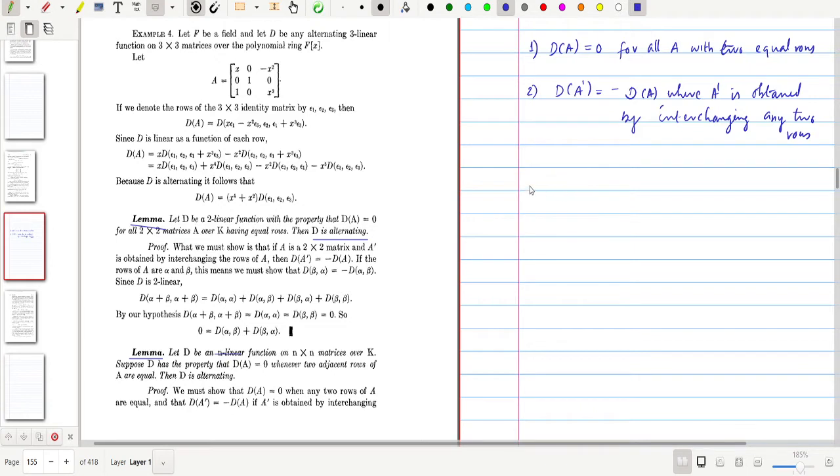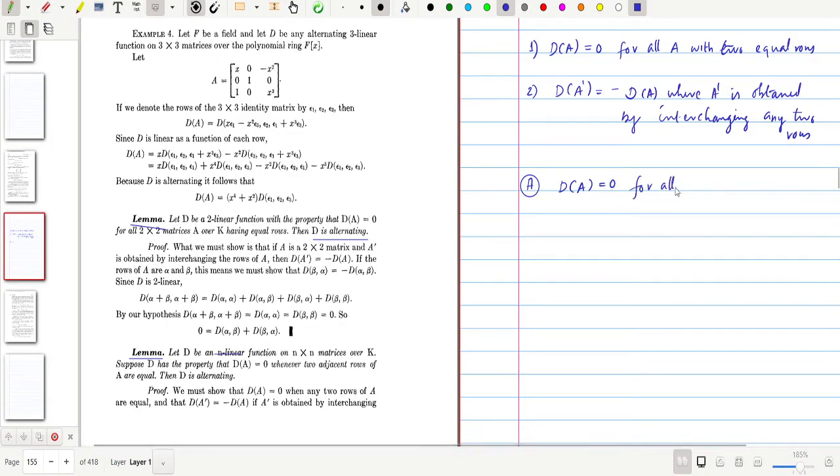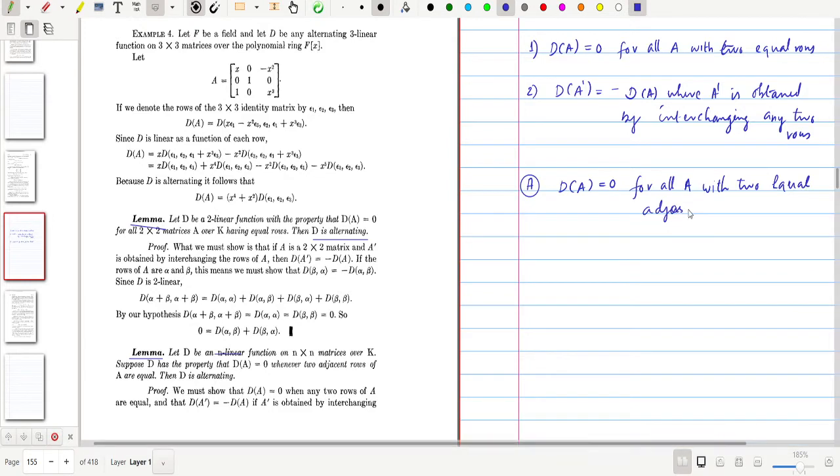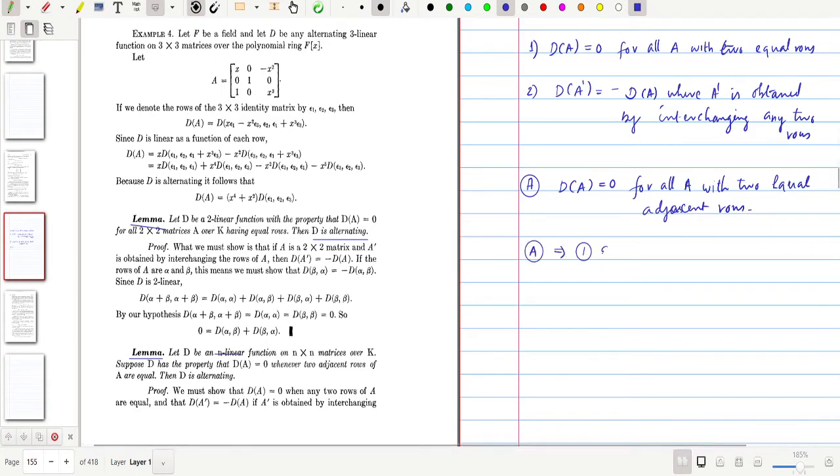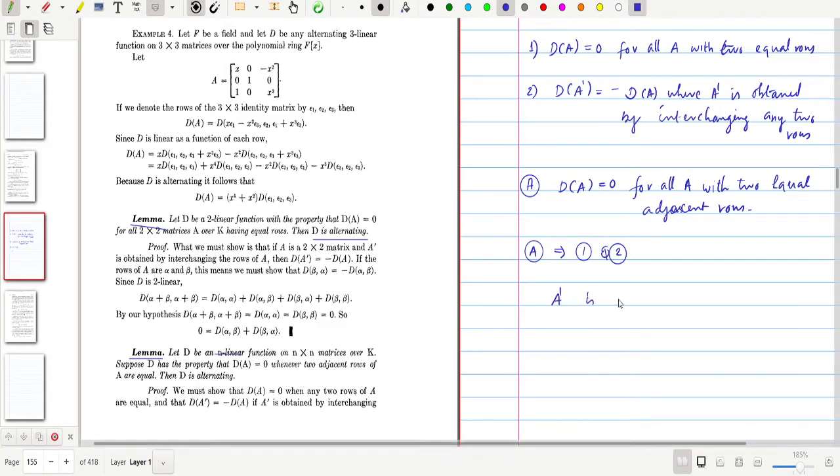So we need to prove the statement, I'll call it statement A: D(A) equals 0 for all A with two equal adjacent rows. We need to prove that A implies conditions 1 and 2. So this is the lemma. We will prove that whenever two rows of A are interchanged, giving a new matrix A', then D(A') can be written as minus D(A).